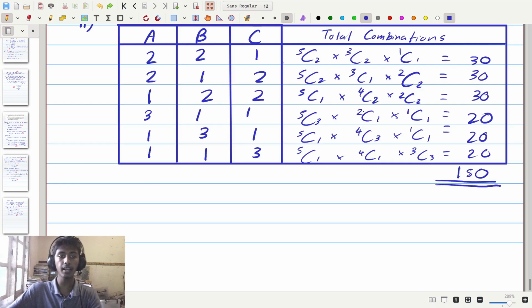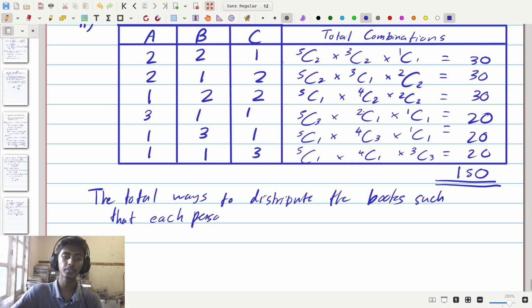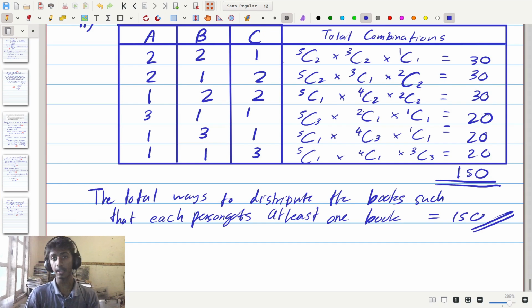So now if we write the final answer down here in a sentence, we can say that the total ways to distribute the books, and we should also probably say that such that each person gets at least one book, is equal to 150, and that's going to be our final answer for this question.